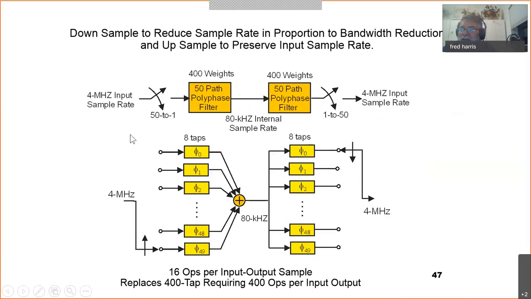This combination, if I put it in a box, say, look, data goes in at 4 meg, comes out at 4 meg. That's a perfectly good filter. The original filter cost me 400 operations per input output. It's now costing me 16 operations per input output. If you can't get an order of magnitude reduction in work, it means you fell asleep at the switch. Almost every filter I ever design using these polyphase designs gives you at least an order of magnitude reduction in work.